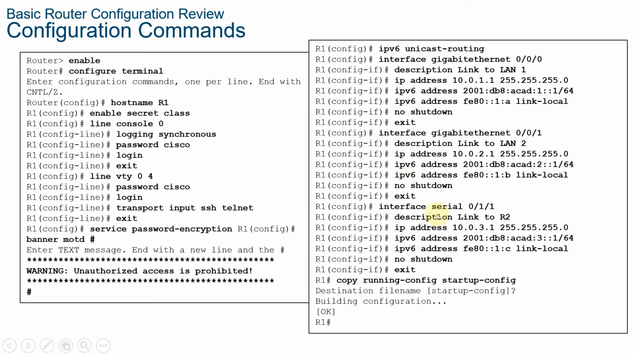After all the configurations, we have to save it using the command copy run start. All right, so this is the basic configuration of a router, from the basic setup to the IP assignment, and then saving.